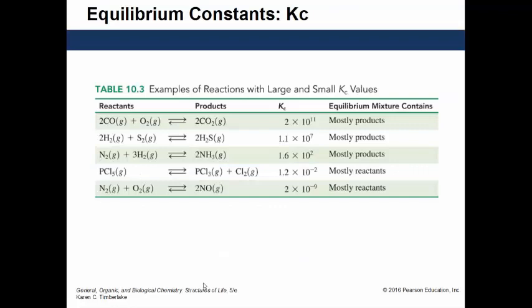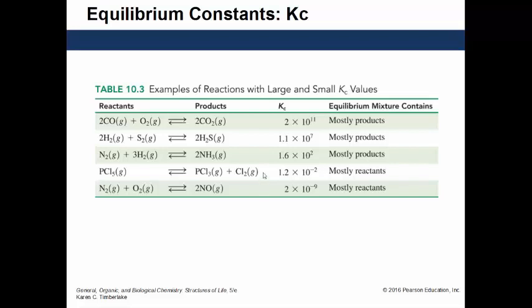Here are some examples of reactions and their Kc values, and whether or not you'll get more products versus reactants. So for this reaction here, fairly large value, 2 times 10 to the 11th power, so it's going to be mostly products. This reaction, another high value, 1.1 times 10 to the 7. High values, it's going to be mostly products.